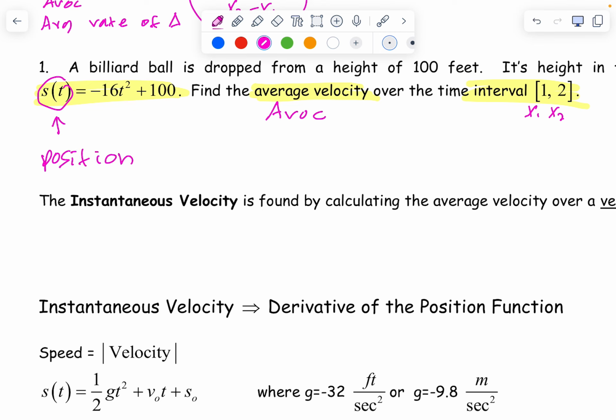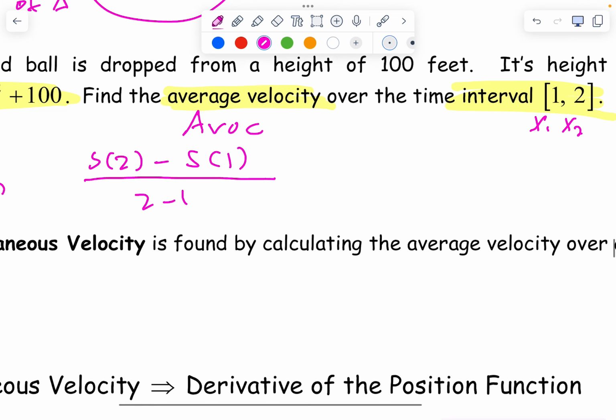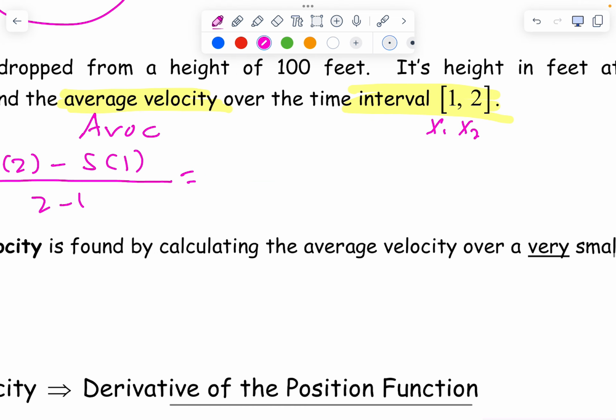And I'm going to write it from left to right in a way that makes sense for the AP test. The way they want it is y2 minus y1. Since I gave you the function as S of t, the official way is S of 2 minus S of 1. And the 2 and the 1 is coming from the interval. All over x2 minus x1, which is 2 minus 1. Now, we already know 2 minus 1 is already 1, right? So let's go ahead and write that on the bottom.